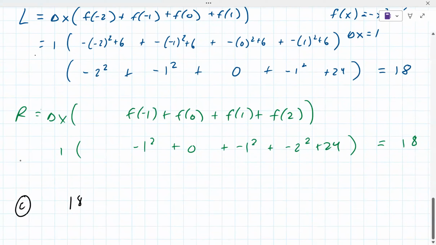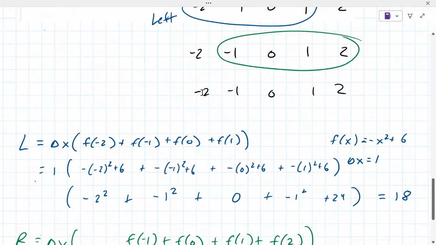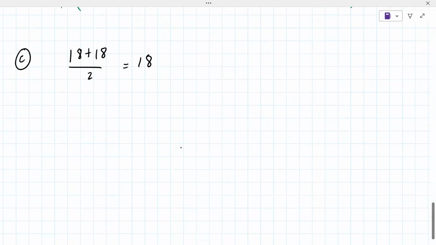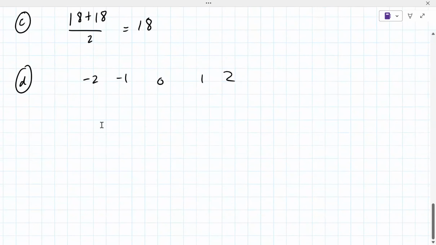So C is the average of the two answers, 18 plus 18 divided by 2, which is 18. D is probably the most difficult. They want you to use the midpoint. So it's the midpoint of all these. It's minus 1.5, minus 0.5, 0.5, and 1.5.